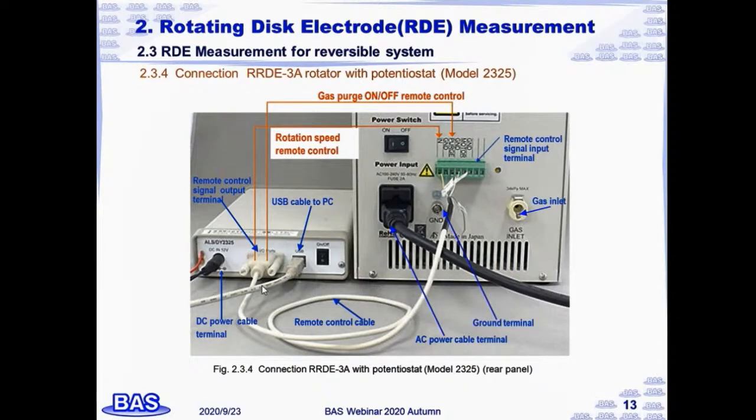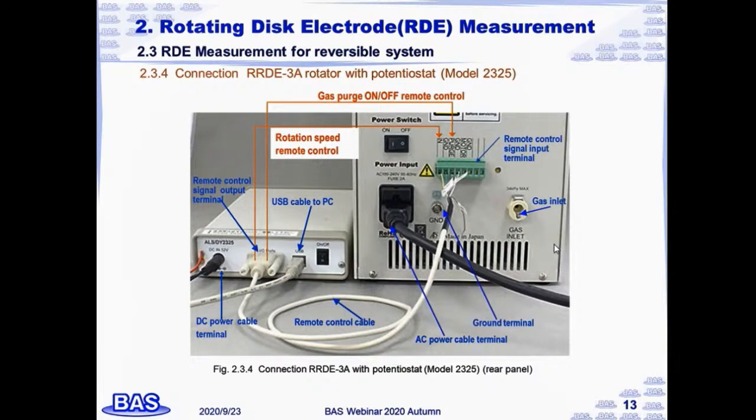For the manual control, no need to connect this cable. Connect the potentiostat lead wire to the RD lead pin of the RD3A, the reference electrode, and the counter electrode.